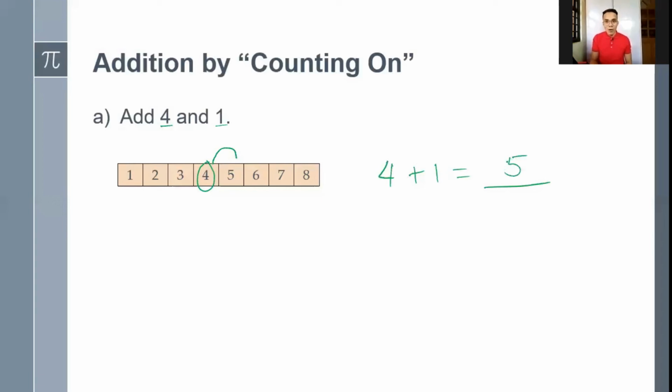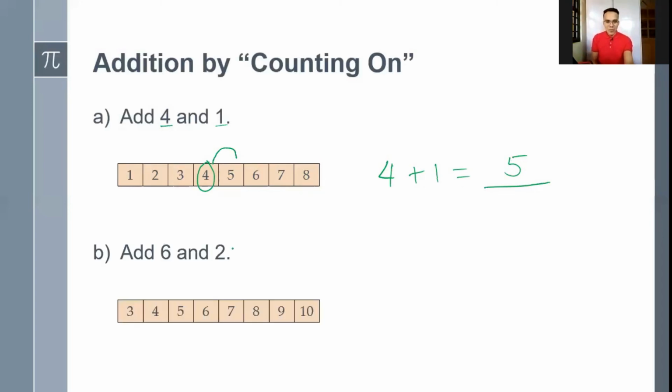Okay? If we're going to use our brain, you have to put 4 in mind, and then count on. But you have to show your one finger first because the other number is 1. So 4 in mind and then count on: 4, 5. Again, 4, 5. So 4 plus 1 is 5.